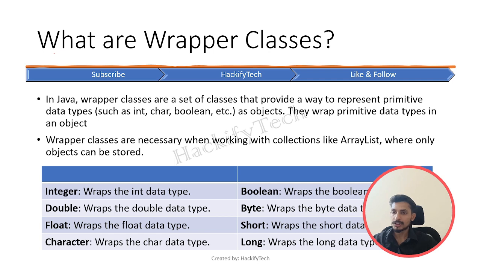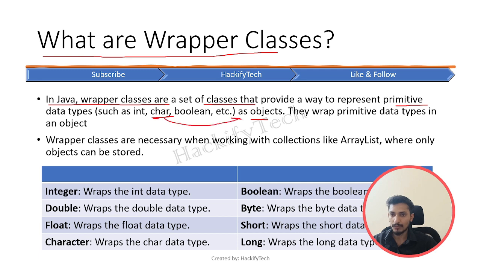The next question we have in this series is, what are wrapper classes? In Java, wrapper classes are a set of classes that provide a way of representing primitive data types as objects. Primitive data types are not objects. Also one more point, Java is not a 100% object oriented programming language just because of these primitive data types. And these wrapper classes are very useful when we are working with collections, like ArrayList, queue, stack, etc.